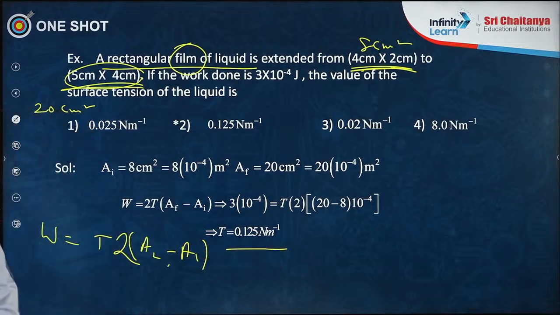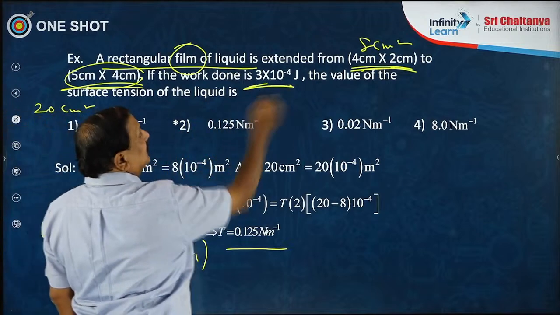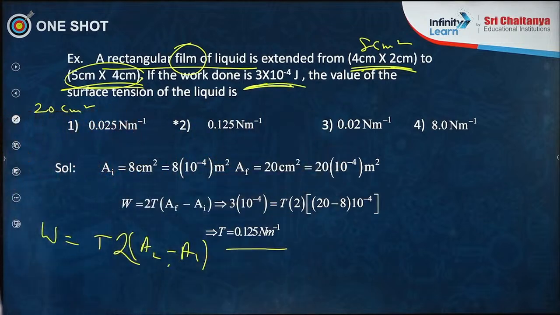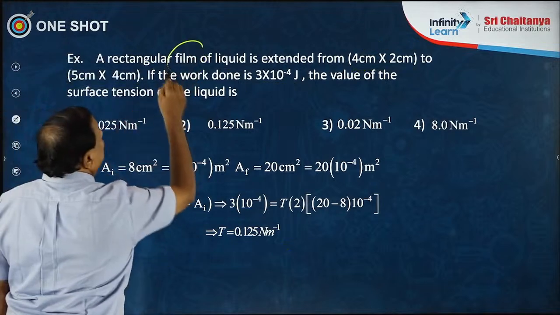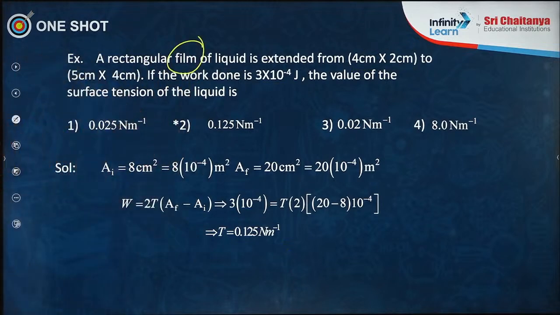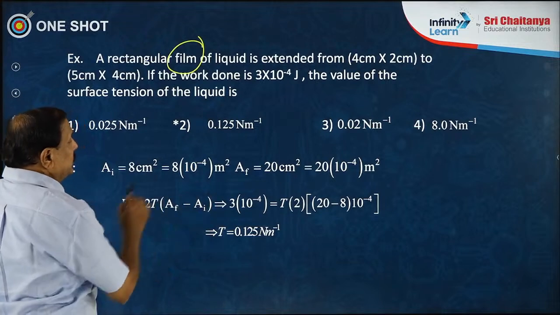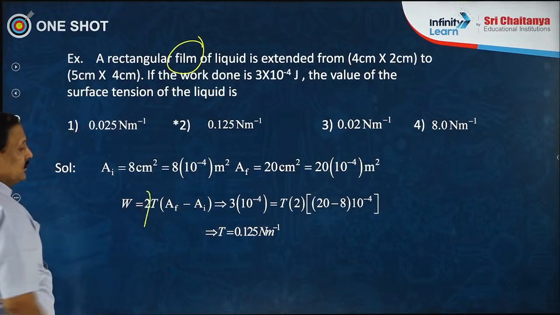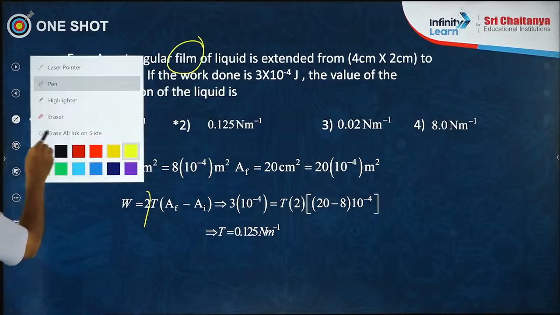From that they are asking surface tension, they gave the work done and they are asking surface tension. You can calculate. The only thing you have to remember without confusion is that a film has two surfaces. If it is the case of a liquid drop, then you should not get this two. Because it is a film, it has two surfaces.